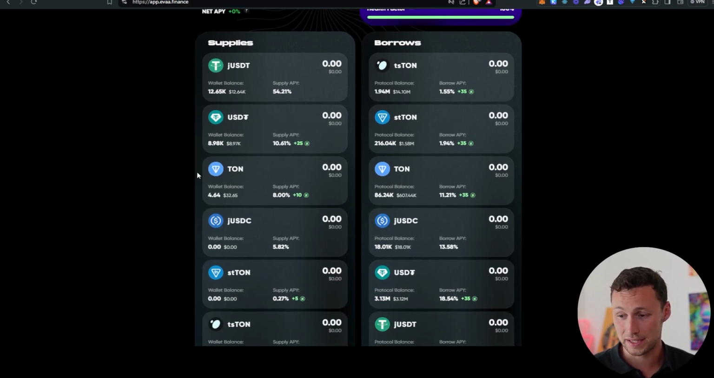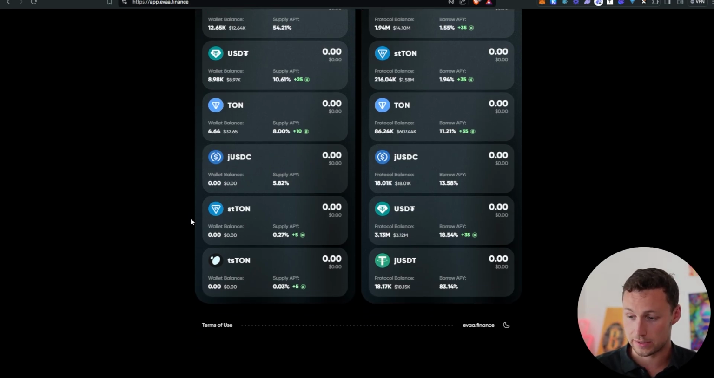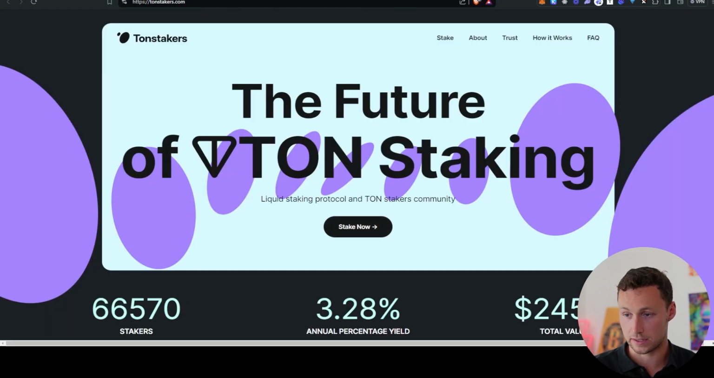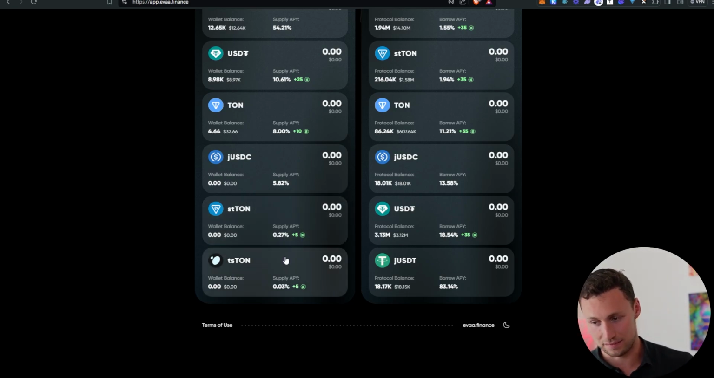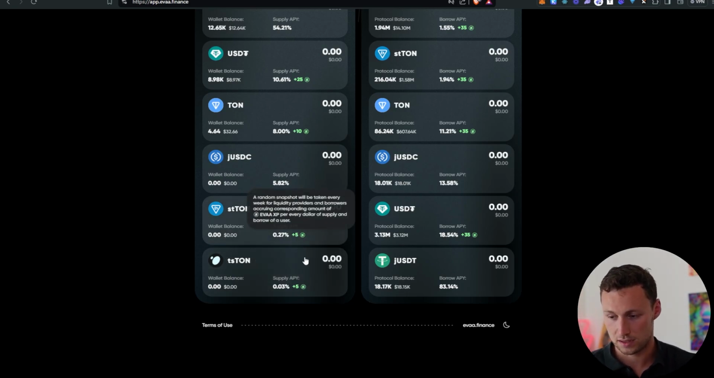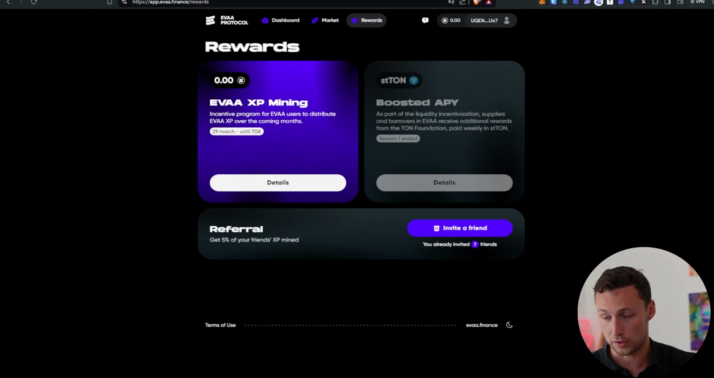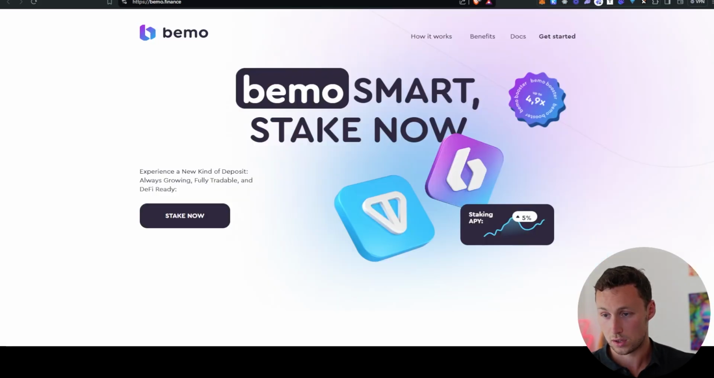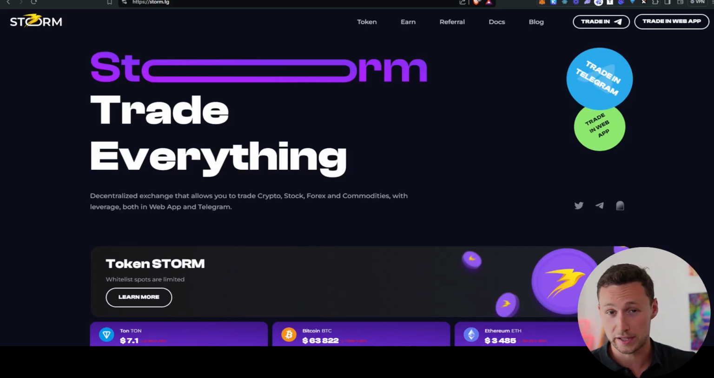If you want to take things to the next level, then another application you can use is EVA. EVA is the leading lending market on Ton right now. And what you can do on here is you can take your liquid staked Ton from either Ton Stakers or from BMO, and you can deposit it on EVA to earn a modest amount of APY, right? It's relatively small. However, you are also going to earn points towards EVA. So you're going to be mining EVA XP and also hopefully qualifying for either a Ton Stakers airdrop or for this BMO airdrop.